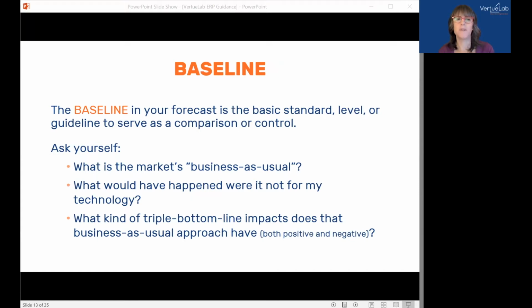And so you can go to these questions to prompt your thinking. At this stage is also where we look for evidence of how many greenhouse gases that baseline technology or approach emits or sequesters, along with any of the other impacts that you're interested in looking at. Ultimately, we're looking at what is the business as usual.